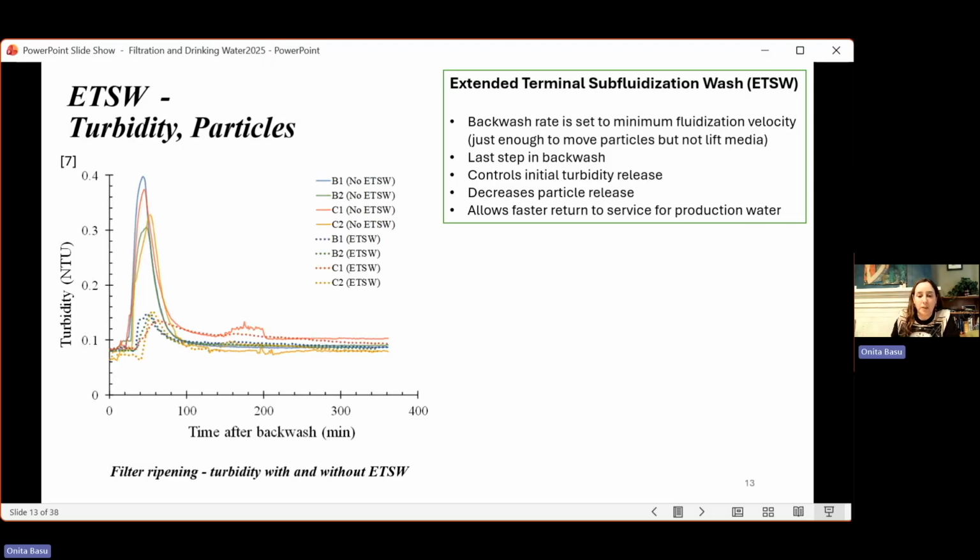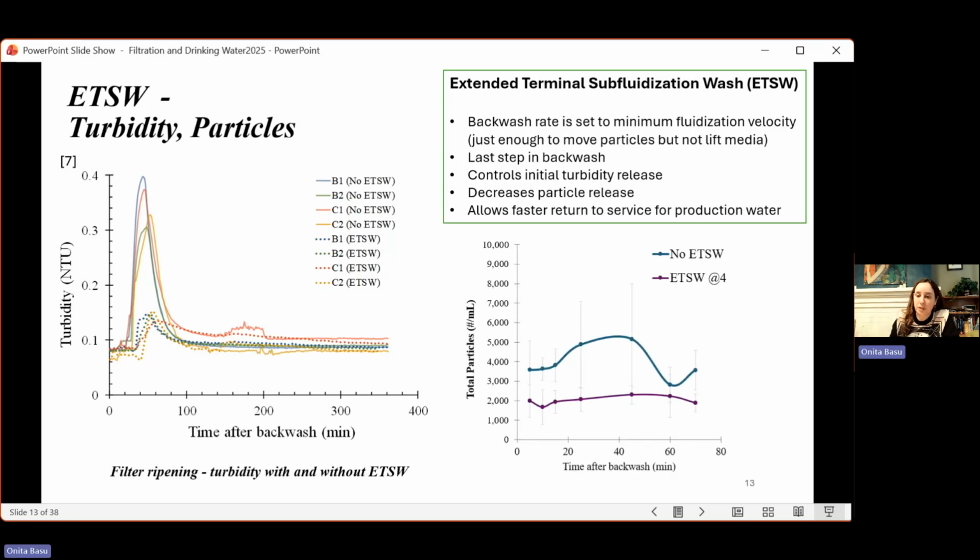And then if you look at when we add the ETSW here, we lower the spike quite a bit, which allows us to potentially use less water and to put it into service faster than if we're worried about a really large spike happening.